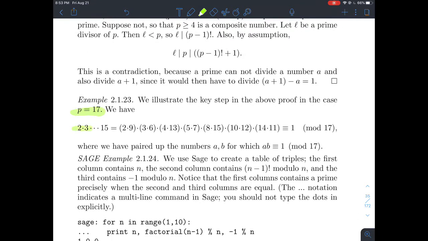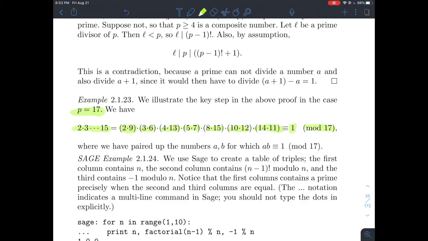If I multiply 2 through 15, what I'd like to do is group each of these numbers, 2 through 15, with its inverse. So instead of this product here, I just want to put some parentheses around. I'm going to group 2 with 9. 2 times 9 is 18, but that's congruent to 1 mod 17, right? And so in parentheses, I've grouped each number with its inverse so that I see that product is 1 mod 17.